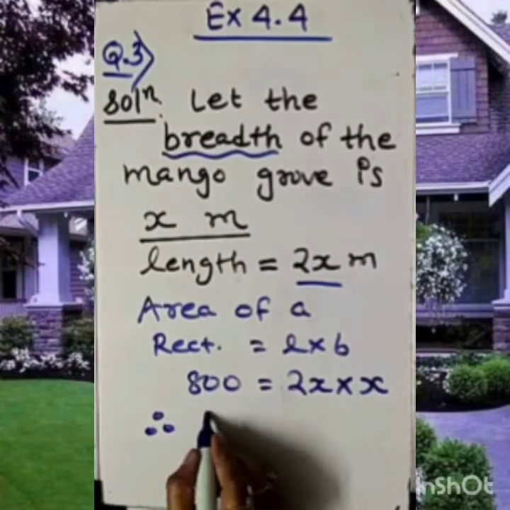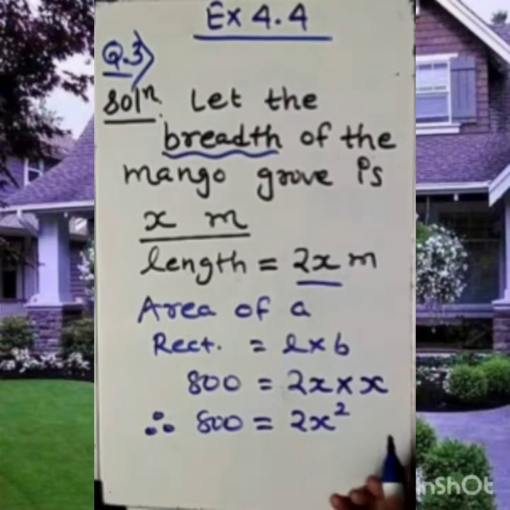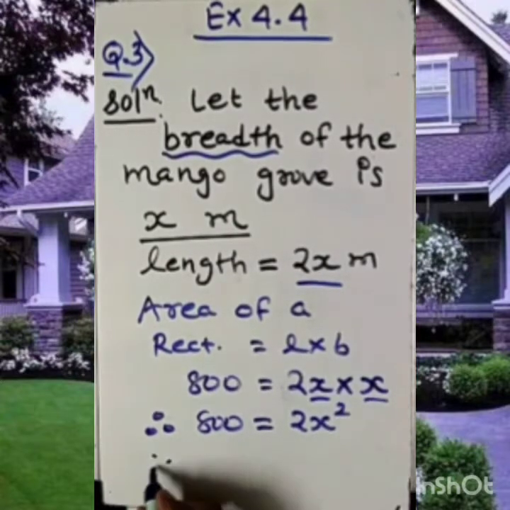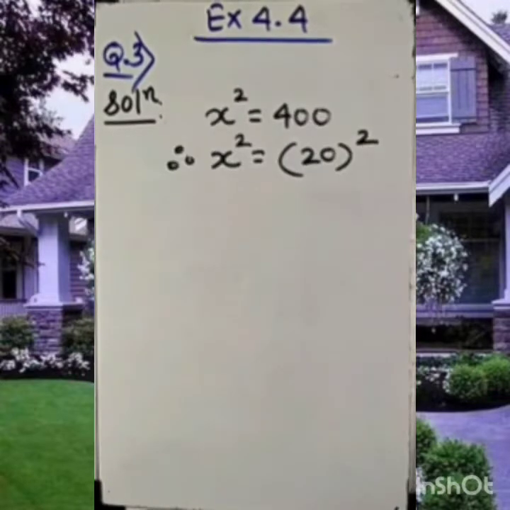So dear student, 800 equal to 2x square. We know x into x is x square. This 2 will go to division. So x square will be 800 divided by 2. Let's see the further solution. The half of 800 will be 400. x square equal to 400.